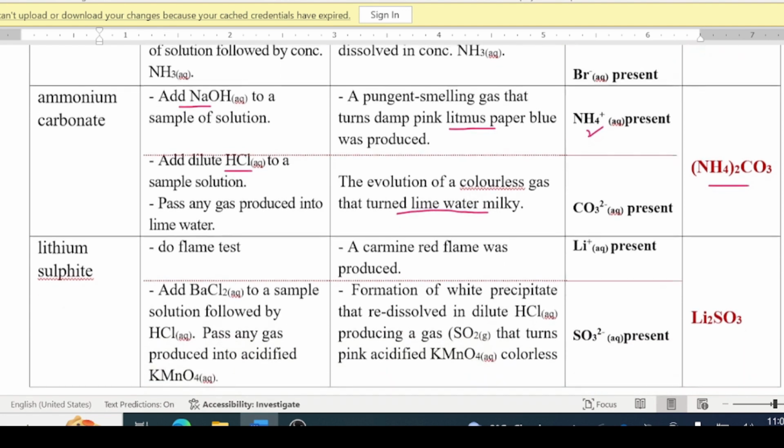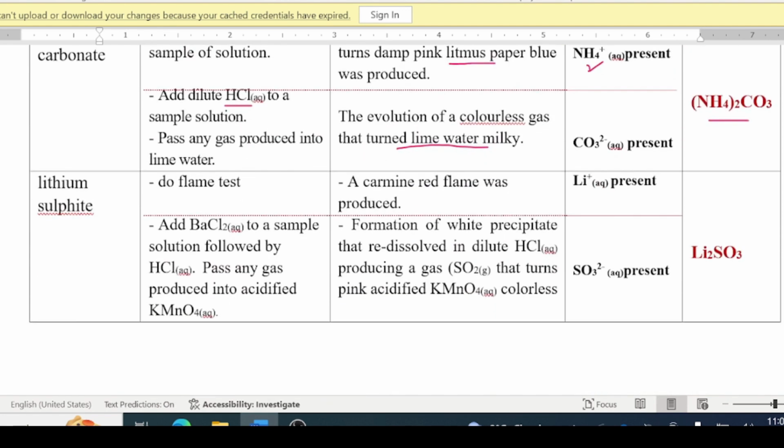That's your compound there. If you want to know if something is lithium sulfate, the only thing you can do for lithium is to do a flame test. If you get a carmine red flame, then it indicates that, of course, lithium is there.